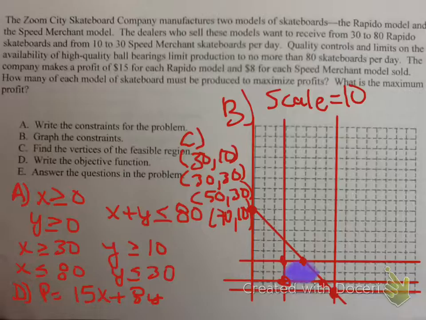Okay, if I plug these in, again, do I need to try all 4 of them? No. Bottom 2, plug them in. Which one gives you the best profit? 70-10. Sounds like it. Okay, so 70-10. Let's see. Yep, 70-10. And a profit of $1,130.